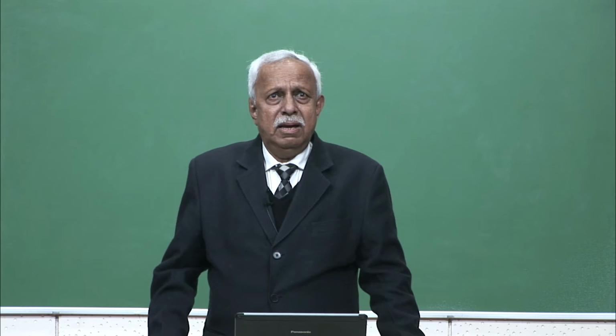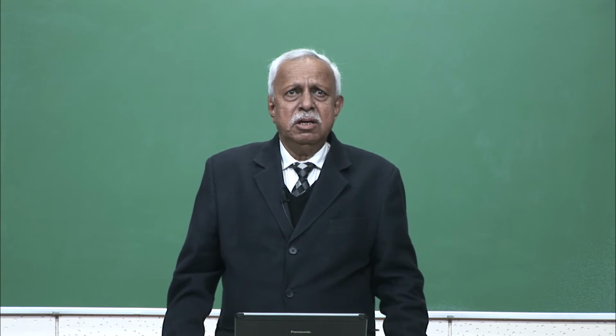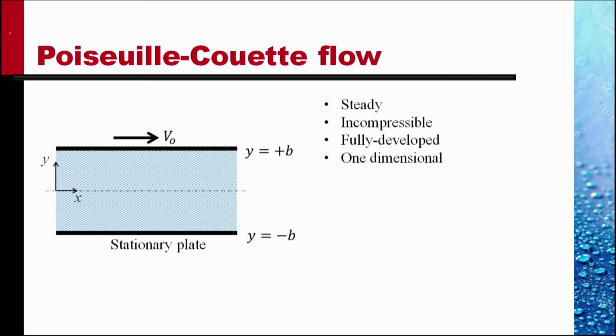Welcome back. We continue with some exact solutions of the Navier-Stokes equation. We had done the Poiseuille-Couette flow in the last presentation. The Poiseuille-Couette flow is the flow of a liquid between two parallel plates, one plate being stationary, the other plate moving with a constant velocity v naught, and an applied pressure gradient along the length of the tube. We assumed the flow to be steady, incompressible, fully developed, and one-dimensional.